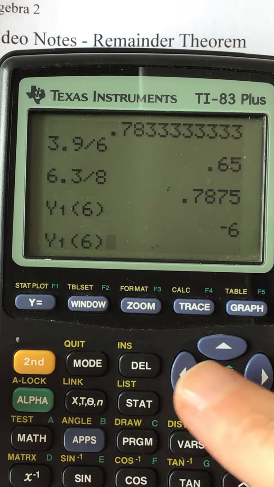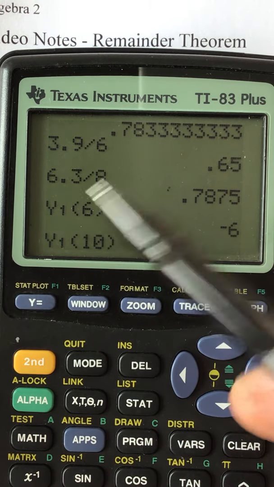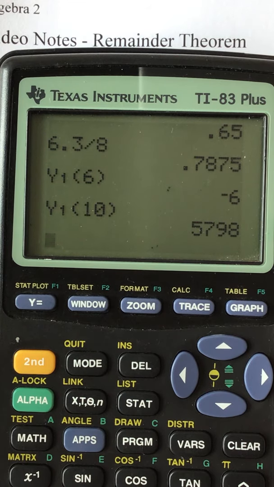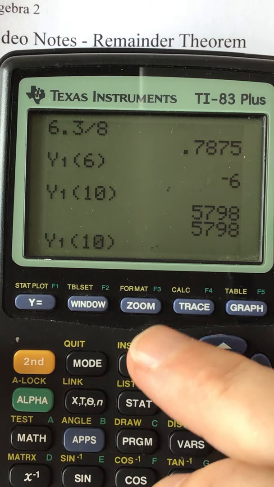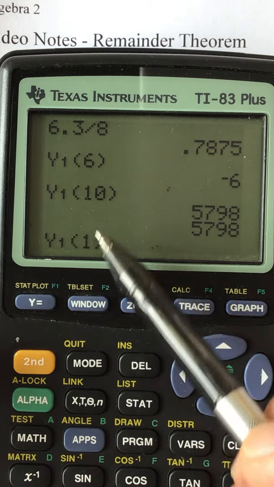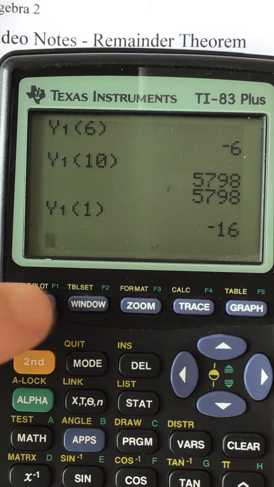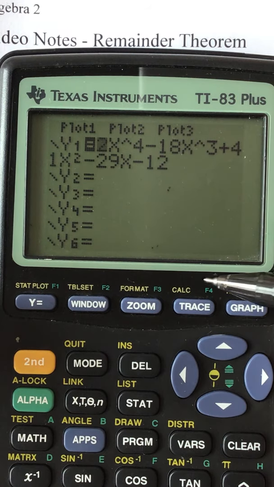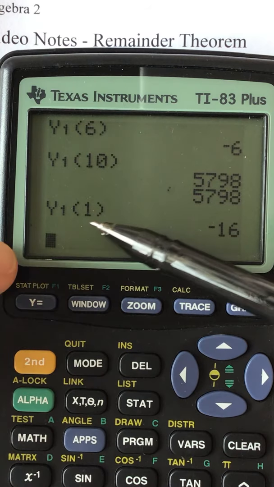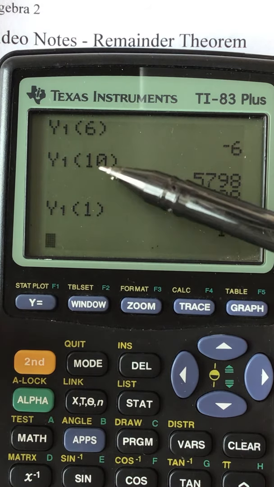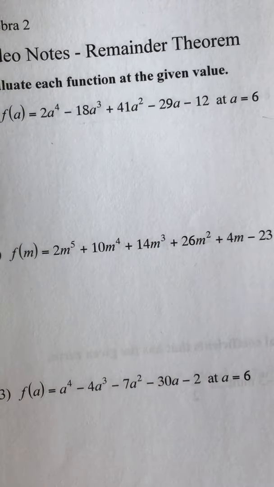Now this is a nice function if you want to get several values. Like if I also needed to know what it is at 10, it'll take 10 and stick it in that formula, and it's 5,000 something. And if I wanted to maybe see what it would be at just 1, I could stick 1 into that thing, and it's at -16 and so on. So that's another good way. So you can plug it in the grapher, graph it, and calculate the value. Or you can put it in y1, and go to vars and evaluate it at y1. None of those are the remainder theorem. Here's what the remainder theorem says.